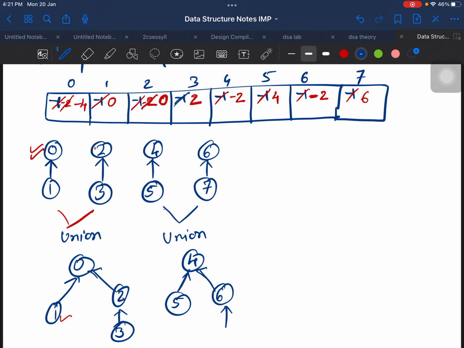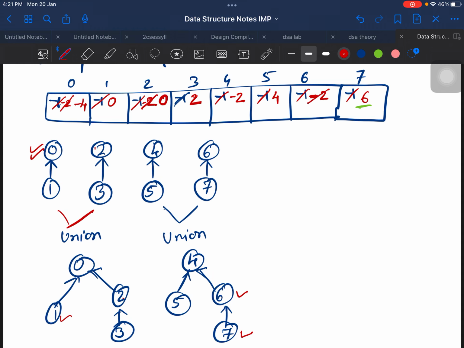5, then 6, and then 7. By looking at this diagram, we can easily make the changes in our array. First of all, concentrate on 7. 7 is the child of 6, and 6 is already there, so we need not make any changes. Then come to 6. Earlier 6 is the root, but now 6 is the child of 4.